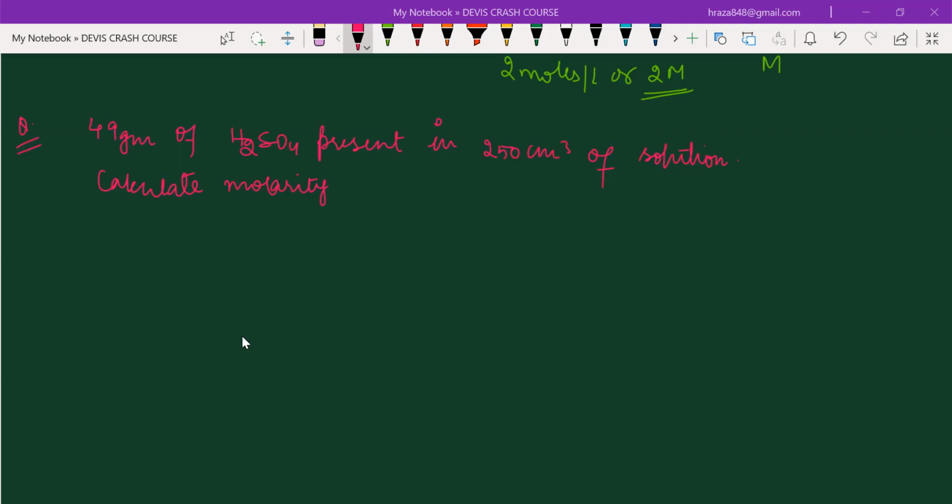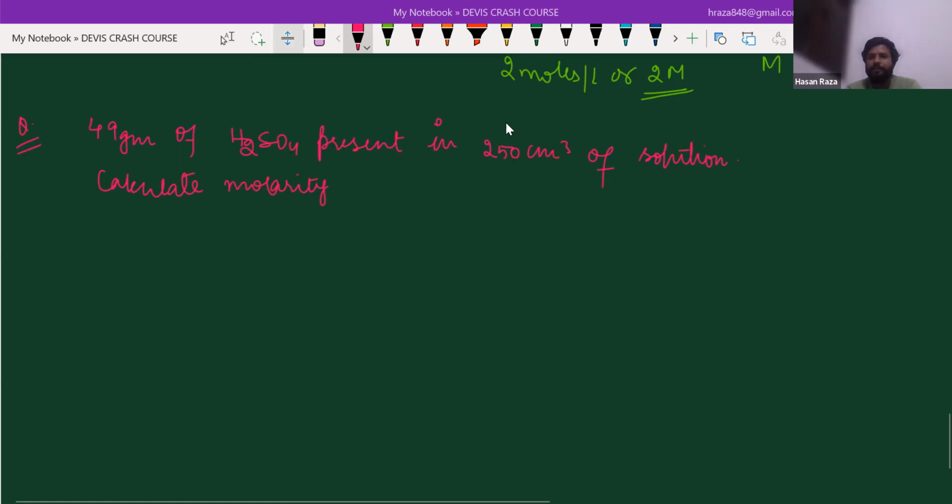What is sulfur's molecular mass? Sulfur is an atom, so its atomic mass is 32.